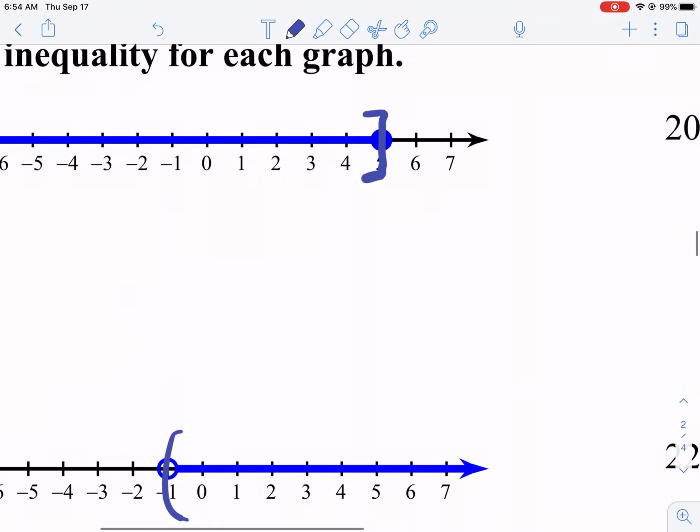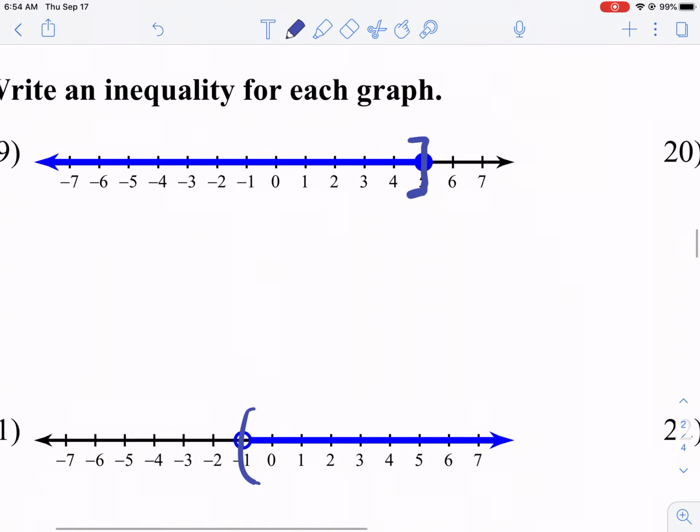So the first thing we're going to do is list the number that the bracket or the closed dot lies on. So here we see 5. It's on 5. Now, the arrow's pointing to the left. That means we need to have the variable. We can pick any variable. Let's pick, I don't know, m this time. The variable is going to be less than that number.